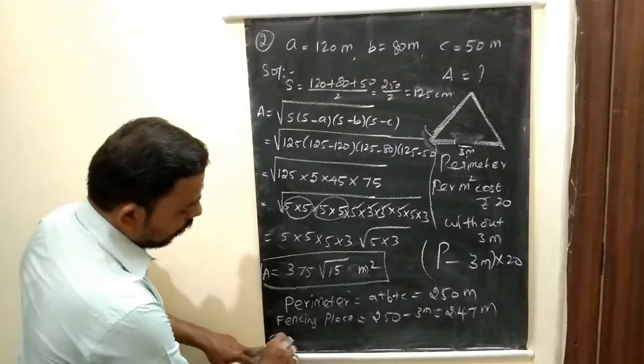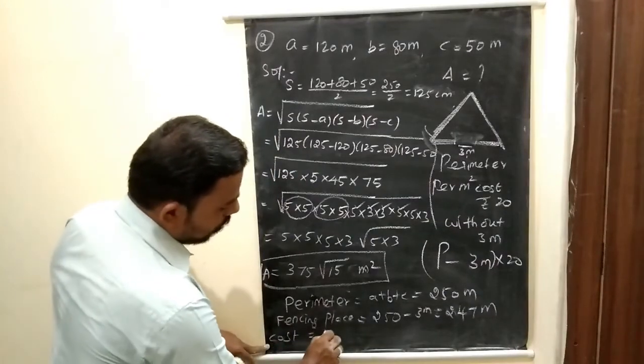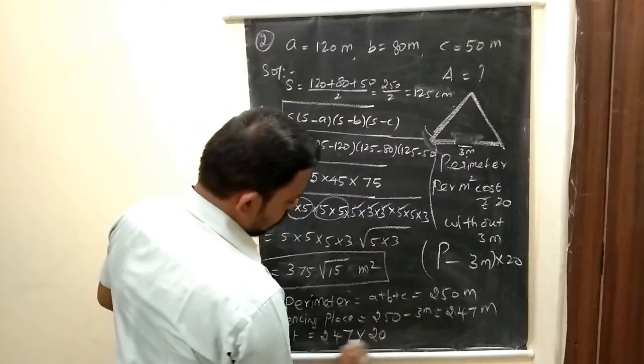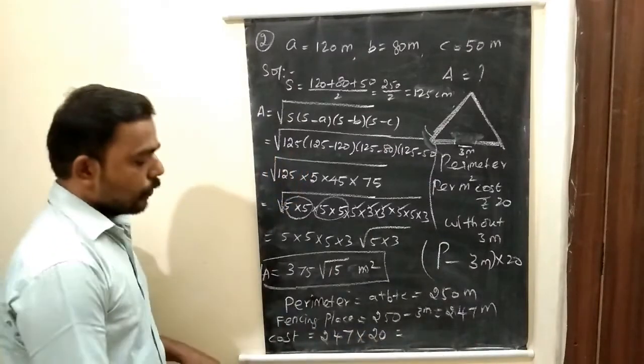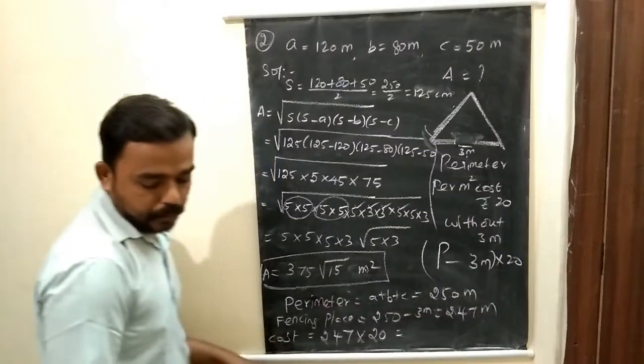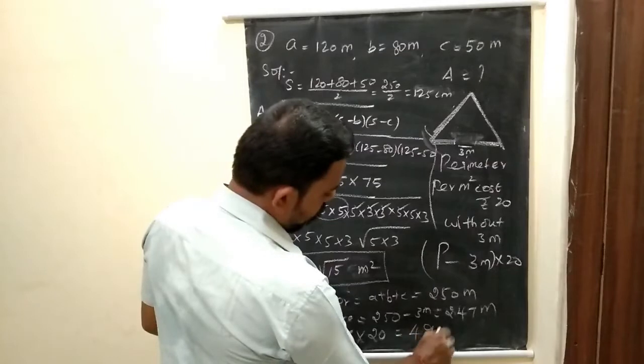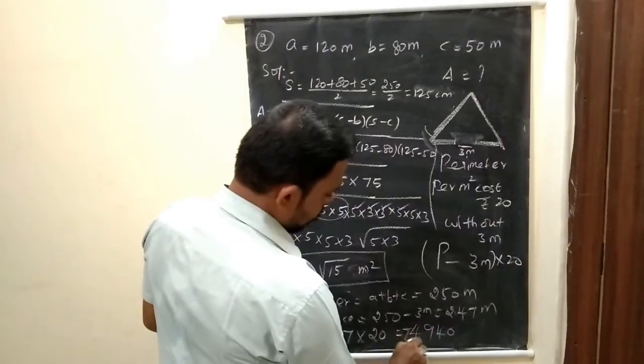Now cost of fencing equal to 247 into ₹20. This is the product, 247 into ₹20. It's nothing but 494 into 0.